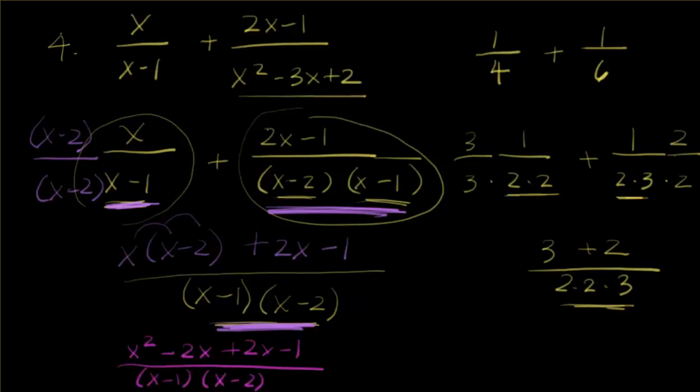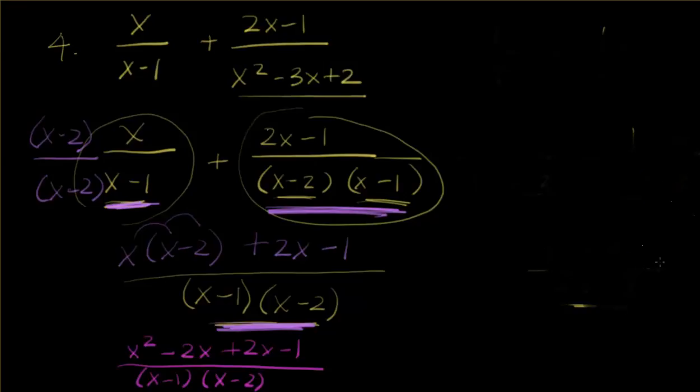Let me go ahead and erase this side. Okay. Now I'm going to go ahead and combine like terms in my numerator. So I get x squared minus 1 over x minus 1 and x minus 2.